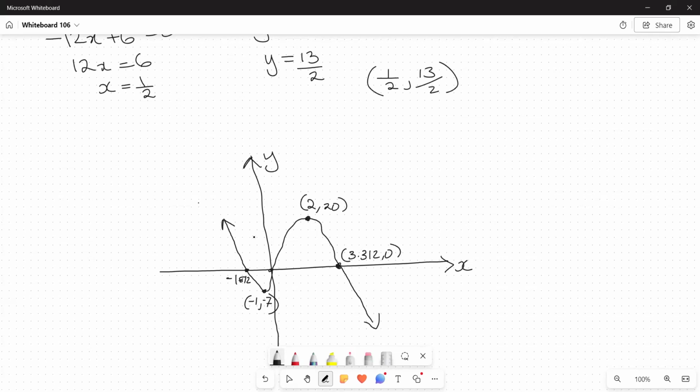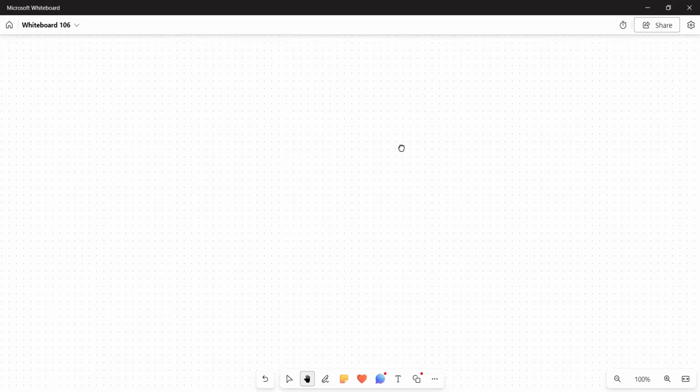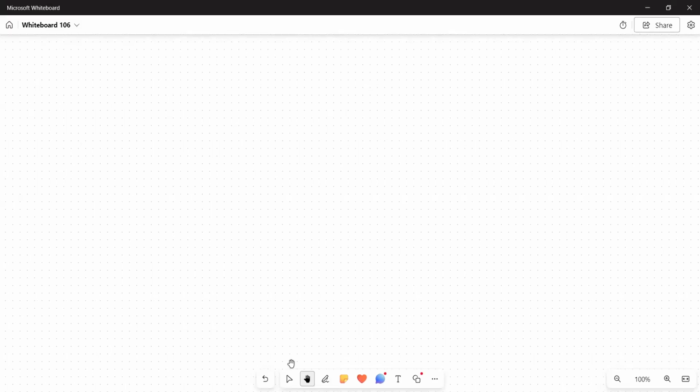Zero. Okay, so that is our graph. If you follow the steps, you will always get to the right answer. That was question 1 in the exercise. It's a good question.